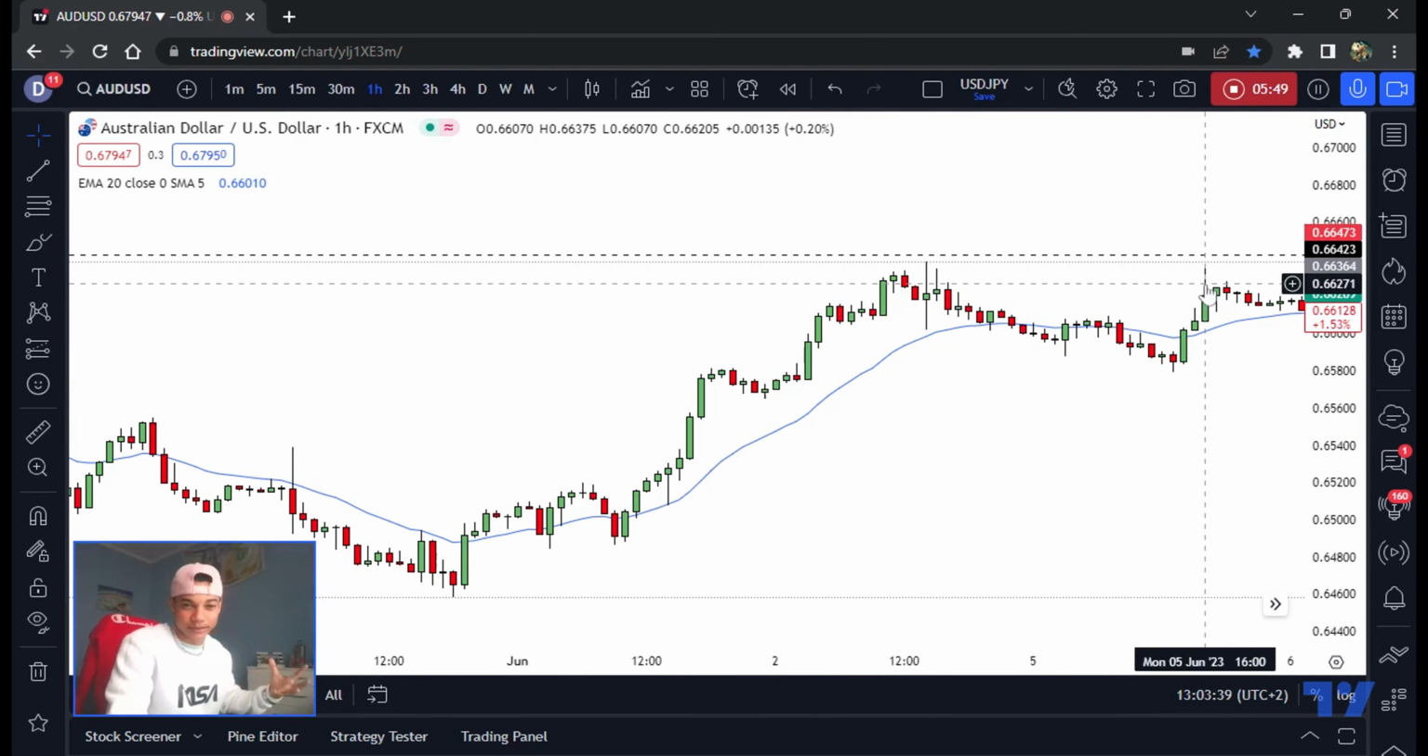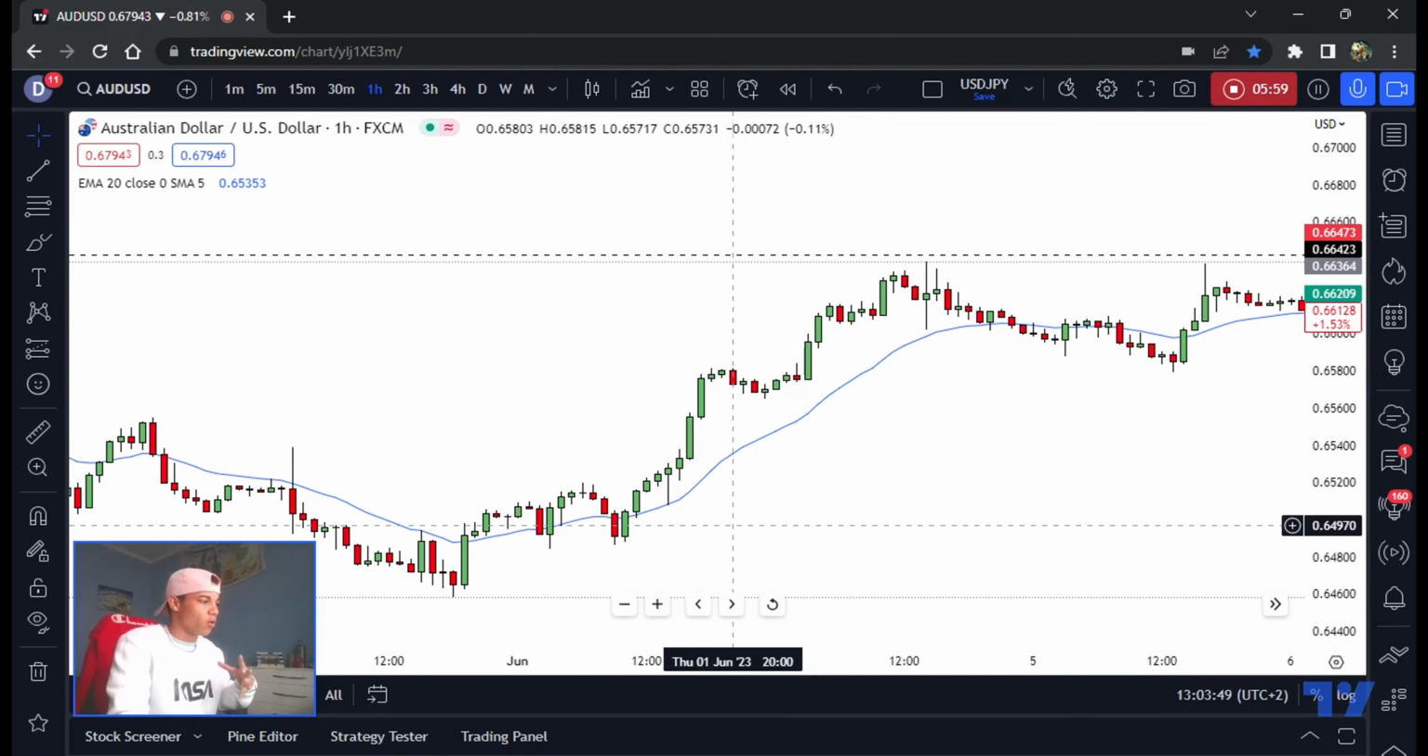Right, ladies and gentlemen, we are on the Aussie dollar, and I want to show you that this works not only in forex but in cryptocurrency as well. It works in all kinds of market stocks as well. As we can see, let's just go over the rules again.